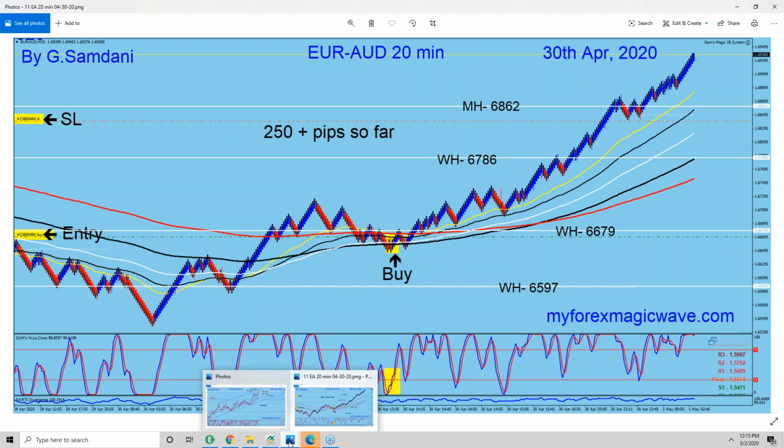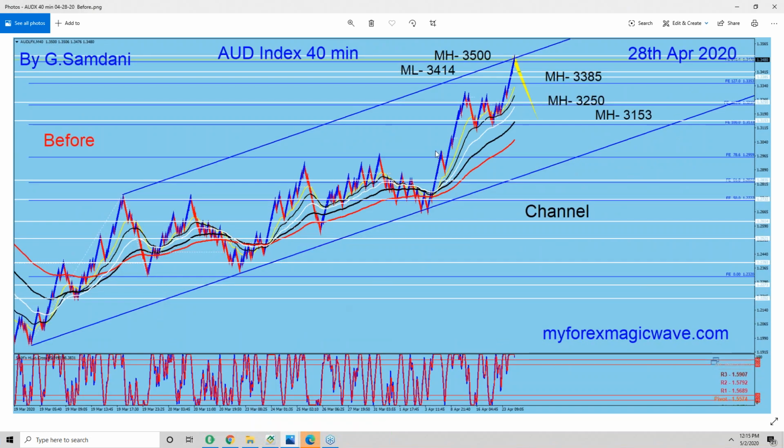See this chart here? This is the Aussie index. It went up all the way here. It was 3,500, and just above that was a nice resistance, weekly low, 3,550, 3,555. So I said, okay, this is enough, and it's probably going to drop from here, or maybe go a little bit more and then drop. And that's what it did.